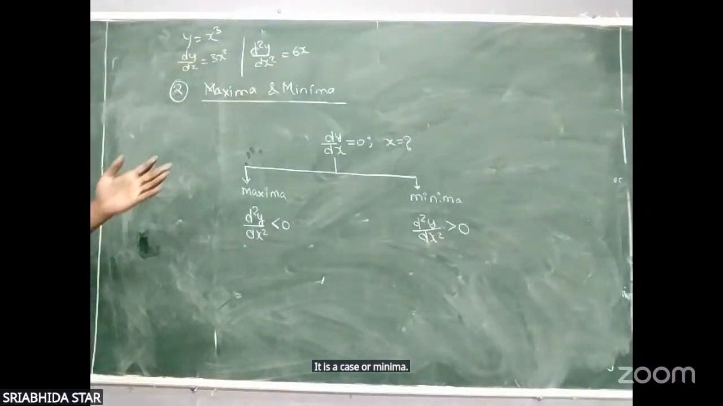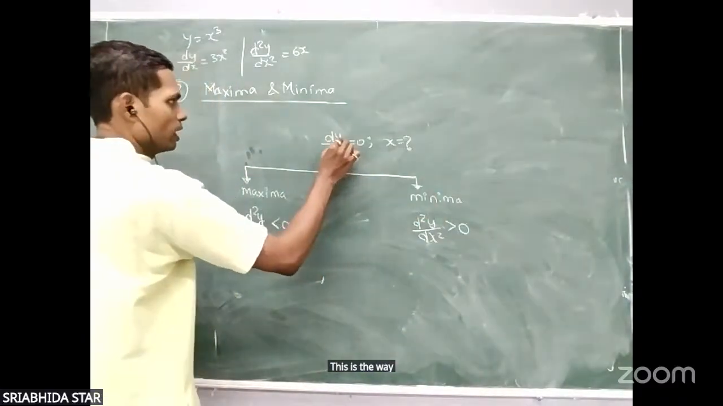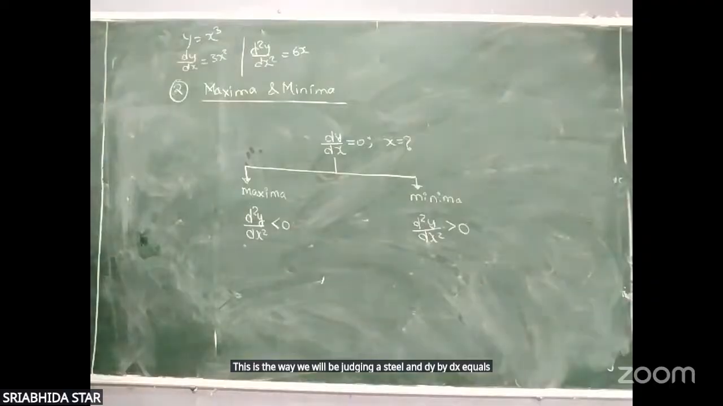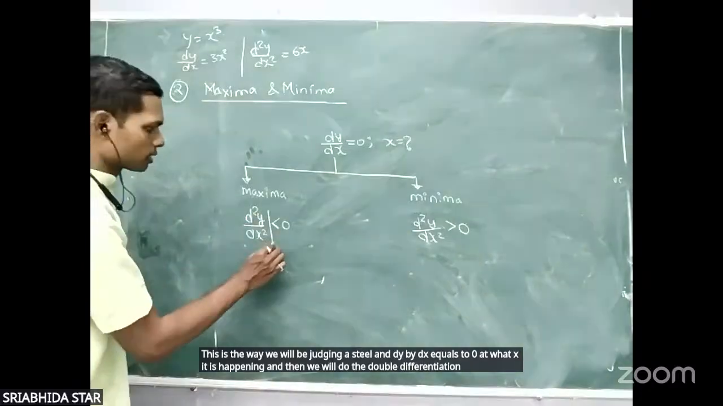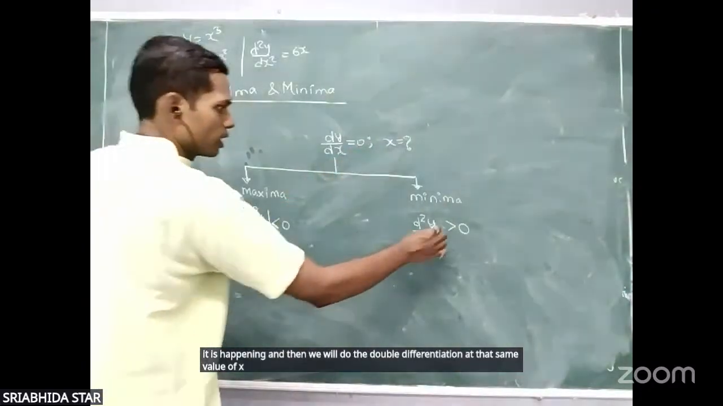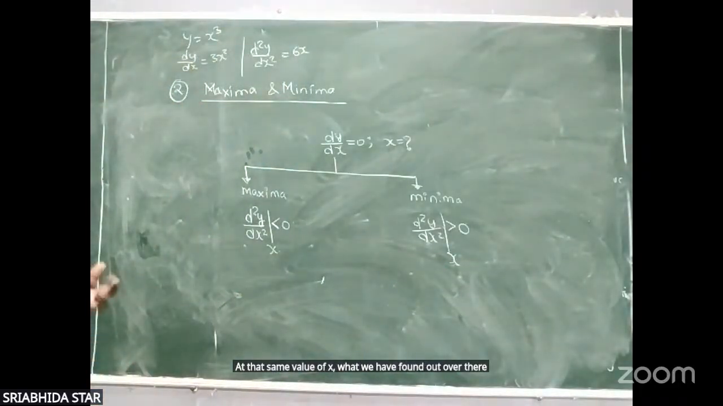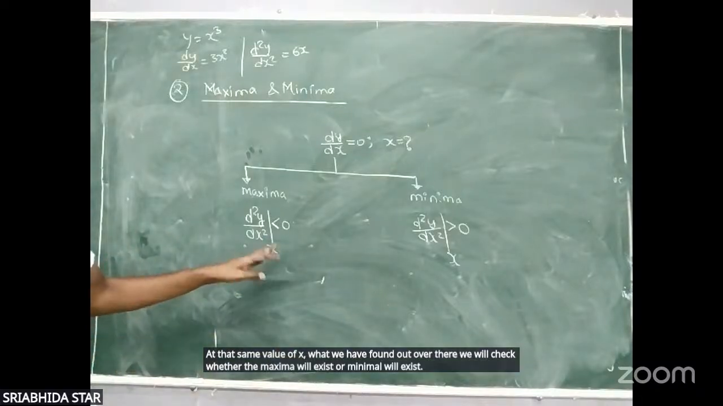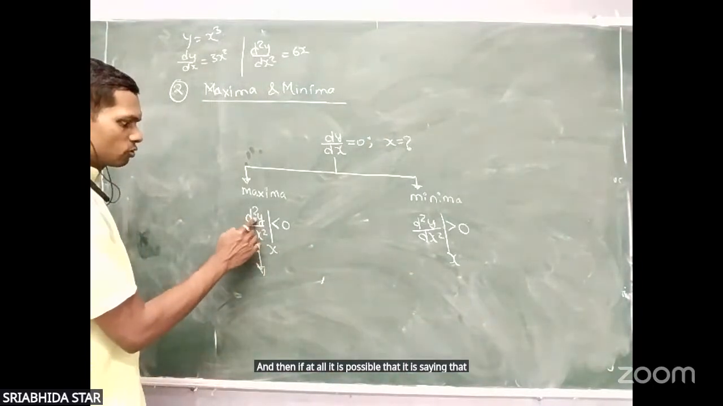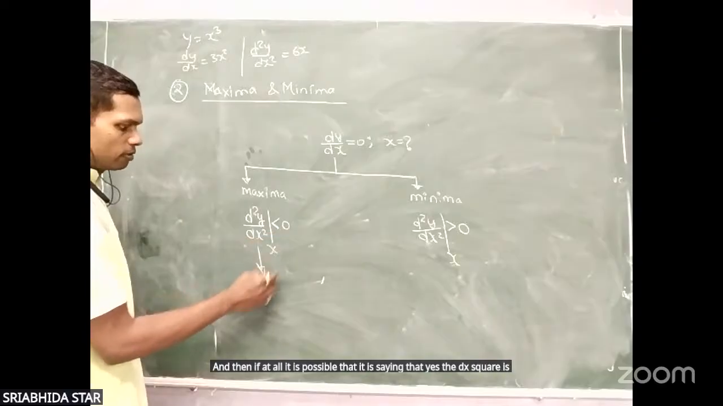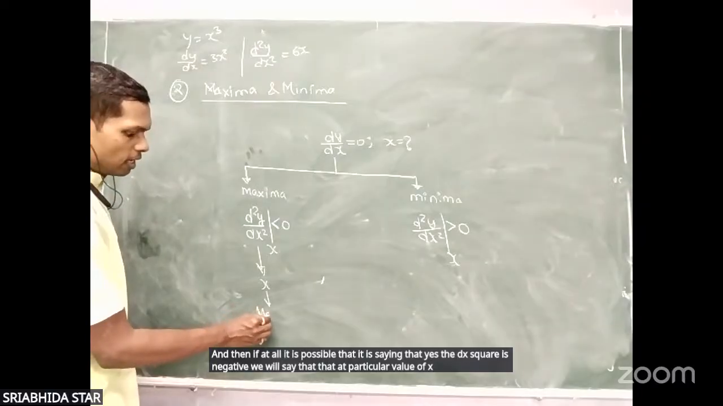Now we'll take an example. This is the way we have to find out. This is the way we will be judging. First, we will find dy by dx equal to 0. At what x is it happening? And then we will do the double differentiation at that same value of x. We will check whether maxima will exist or minima will exist. And if d square y by dx square is negative, we will say that at that particular value of x, the maxima will lie.